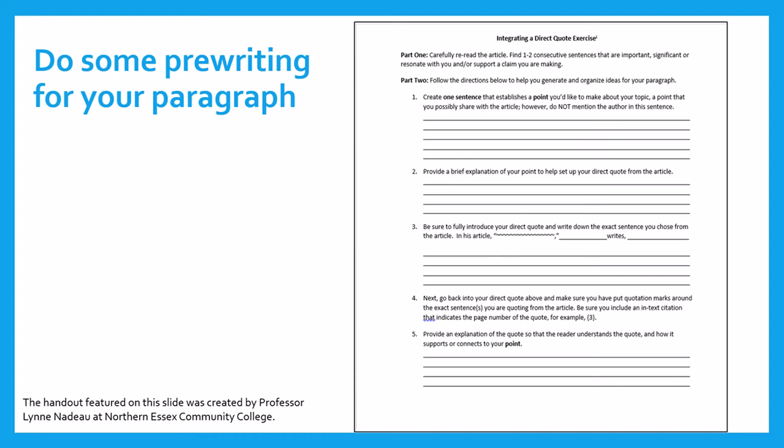And then you want to go back after you've introduced your direct quote and you've quoted it, and make sure you've included a page number, if that's necessary, as an in-text citation. And then you want to provide an explanation of the quote so the reader understands the quote and how it supports your topic sentence. In step 5, you may be able to use the paraphrase that you wrote when you were doing your prep work for this activity. So pause this video and fill out this form to the best of your ability, and this will be the pre-writing for your upcoming paragraph. And when you're ready, come on back to the workshop.